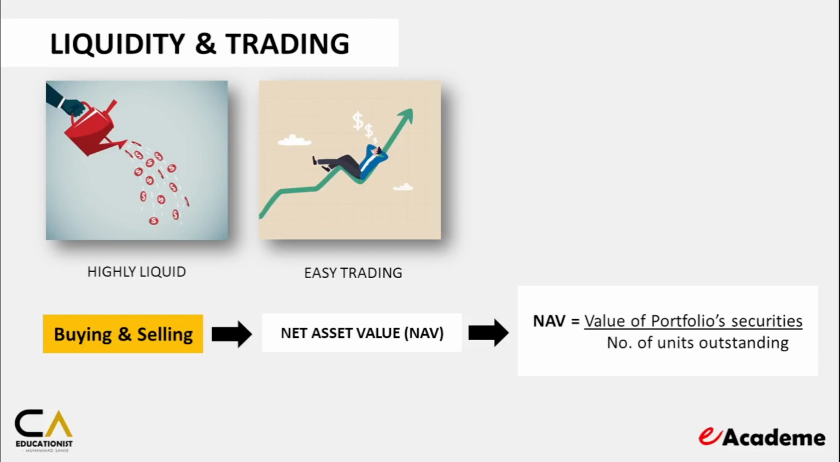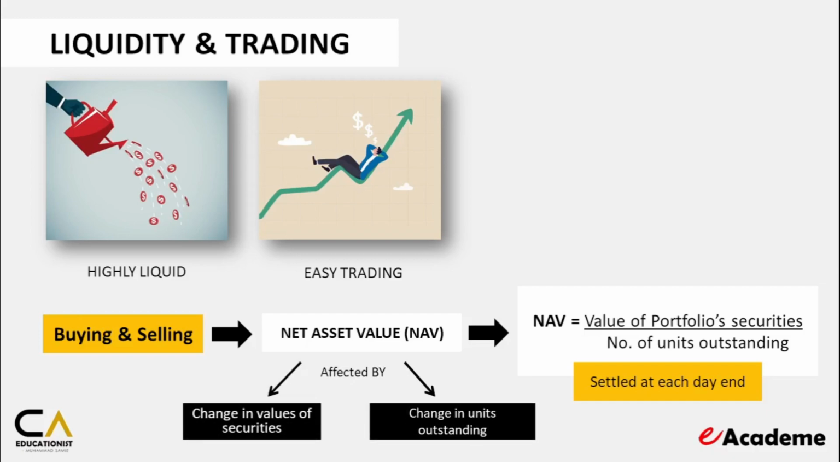NAV is computed by dividing the total value of the securities in the portfolio by the number of mutual fund units outstanding. A fund's NAV does not fluctuate during market hours, but is settled daily at the end of each trading day. In other words, NAV is mainly affected by the changes in value of securities held in a portfolio and changes in units outstanding caused by the purchase and redemption of units.